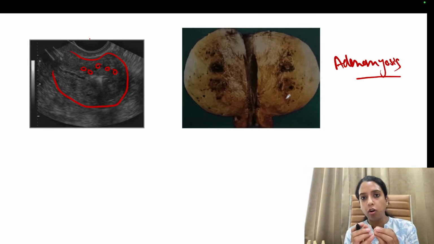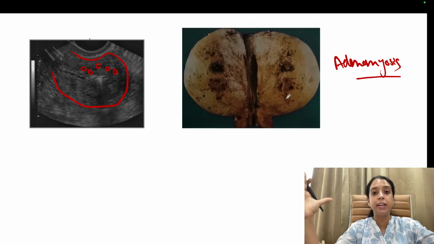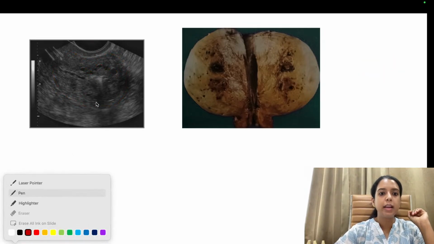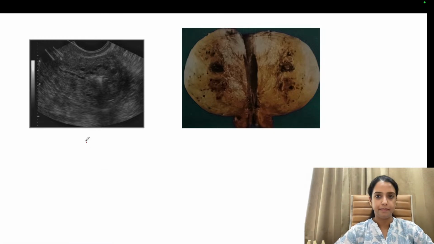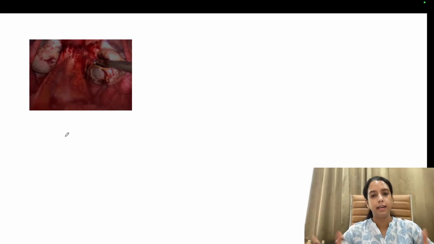Adenomyosis is endometriotic tissue. Some of the tissue from the endometrium has gone into the myometrium. That is why the whole uterus has got inflamed and enlarged. And the cysts which you are seeing on ultrasound are nothing but those small endometrial tissues forming cysts. If this endometrial tissue, instead of going into the myometrium, goes outside the cavity, it is endometriosis. See the image.